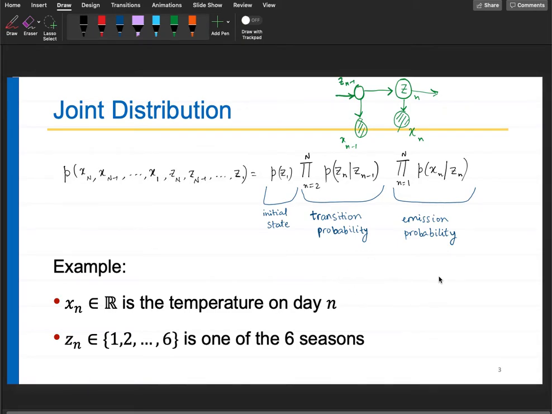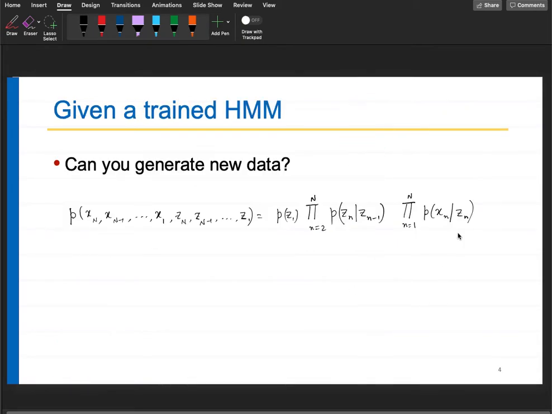We took this example. So let's see what we can do with this model. If a trained HMM is given to you, can you generate new data from it? How will you sample new data from this model? I've given you a model. Can you generate data from this model? I don't have any Zn, there is no notion of next.